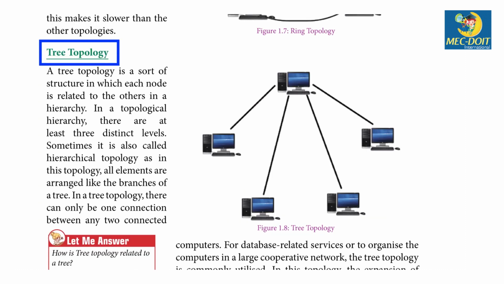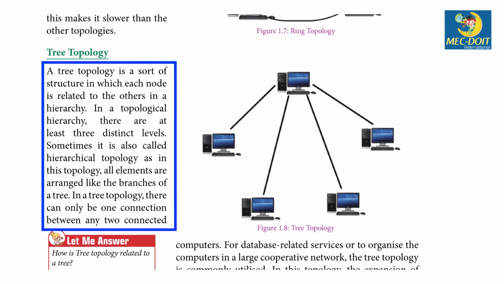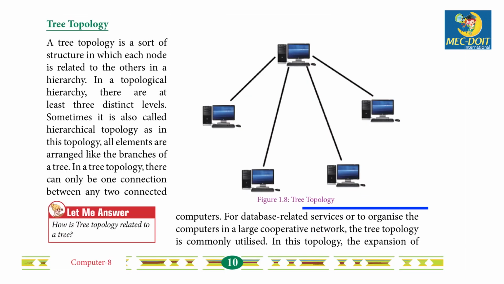Tree topology. A tree topology is a sort of structure in which each node is related to the others in a hierarchy. In a topological hierarchy, there are at least three distinct levels. Sometimes it is also called hierarchical topology, as in this topology all elements are arranged like the branches of a tree. In a tree topology, there can only be one connection between any two connected computers.